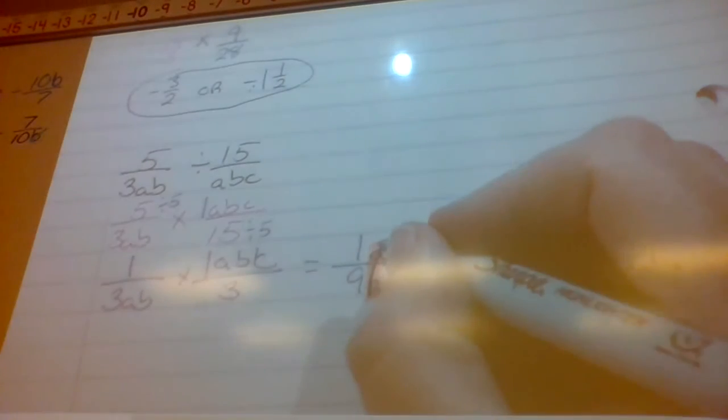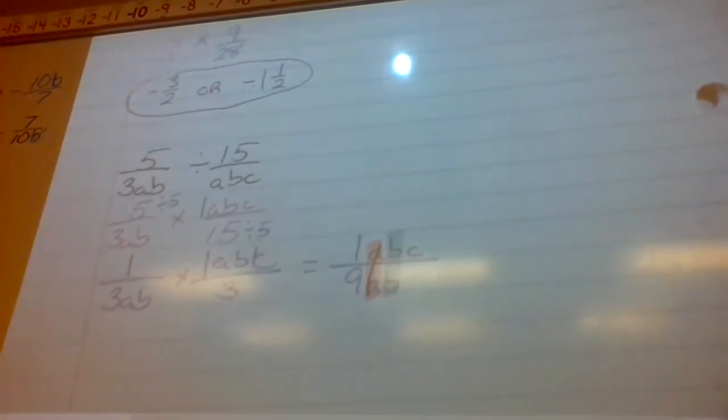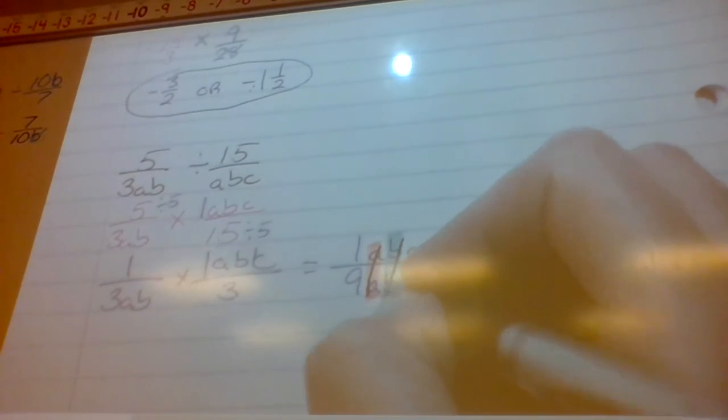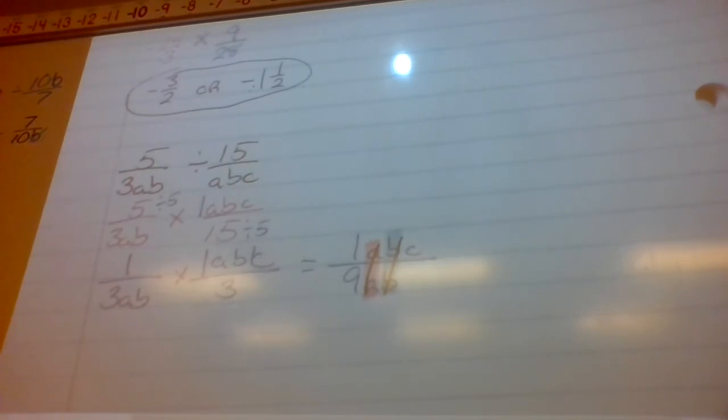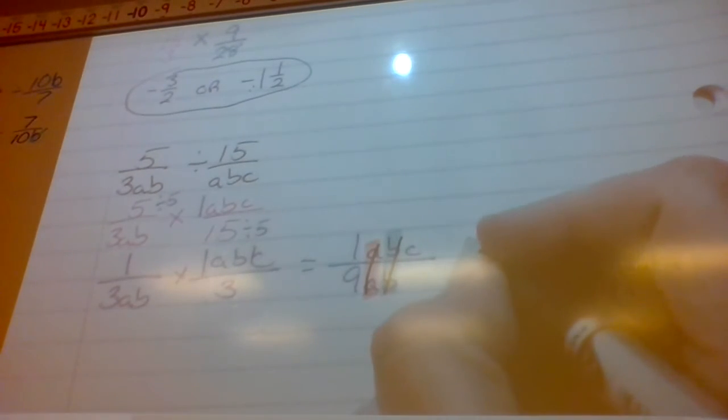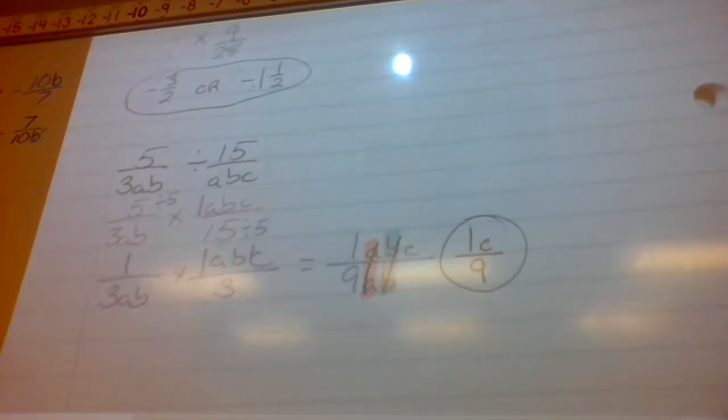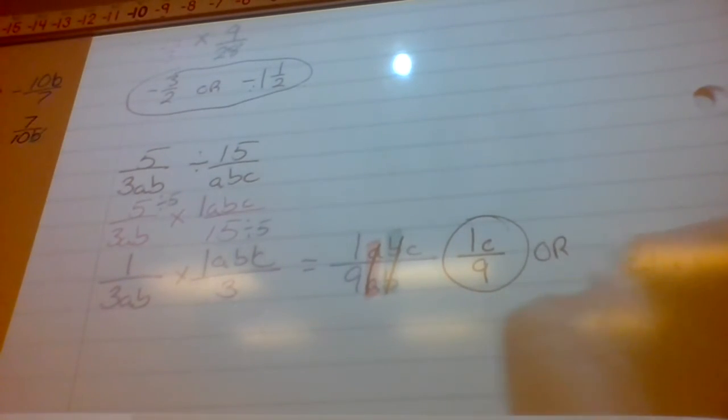You see these B's? Is there 1 in the numerator and 1 in the denominator? They cancel out. Your final answer is now 1C over 9, or just C over 9.